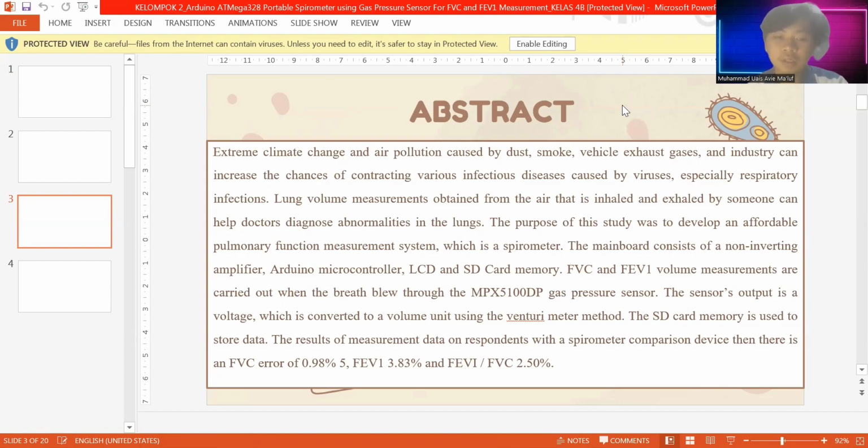Then there is an efficiency error of 0.98%, 53.83%, and 2.50%.